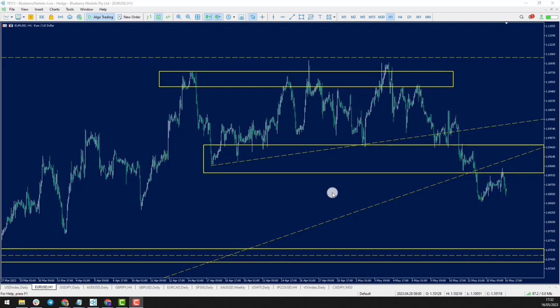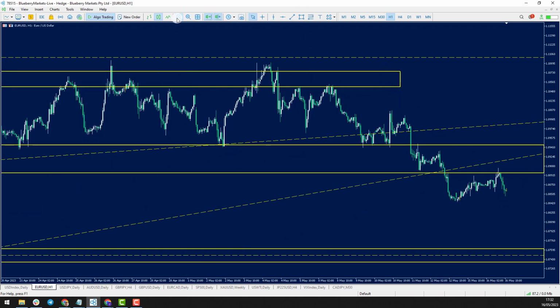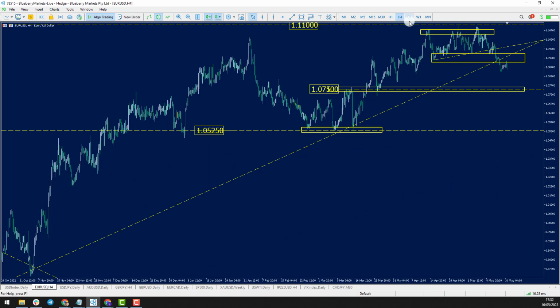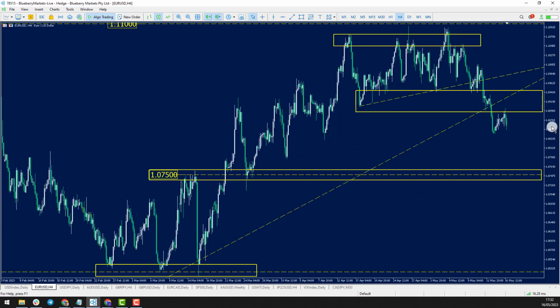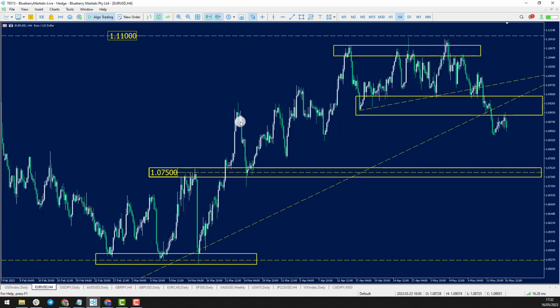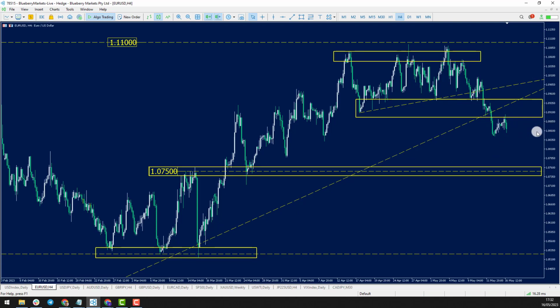We did have ECB President Lagarde speaking today, but there was nothing really in that gave us any clues into what the ECB policy is going to be in the future. What we do know obviously is that the inflation rate in the Eurozone area did have a little bit of an uptick in April, and the ECB may consider continuing to hike interest rates. But the market at the moment is favouring the US dollar whether that be from a seasonal point of view or from a fundamental point of view.